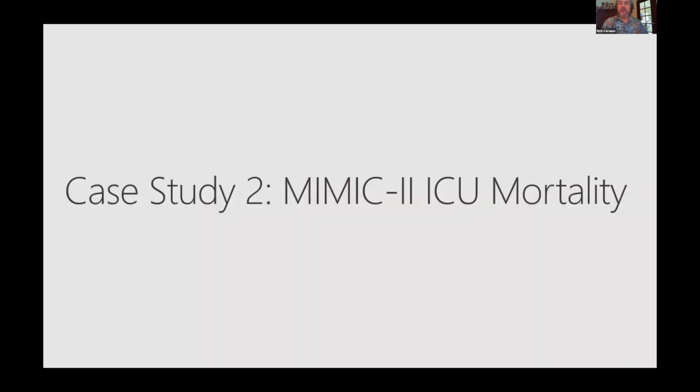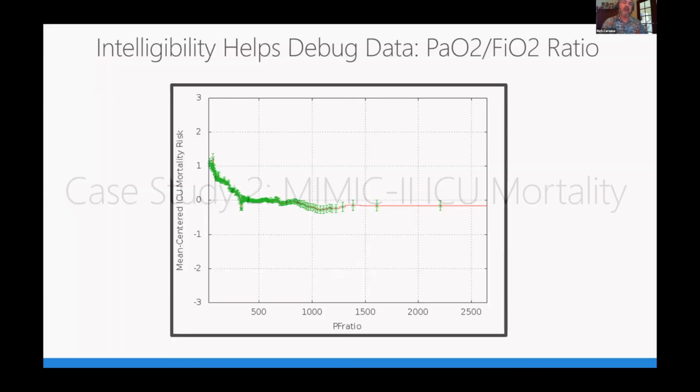So let me show you some stuff from the MIMIC ICU mortality data set. And this is just interesting from a model debugging point of view. This is PF ratio. This is how well you're converting oxygen in the air you breathe into oxygen in your blood. And low PF ratio is bad. You're having trouble breathing. That's a +1. That's a big deal. Whereas most of us who are healthy are over here at around 1,000.